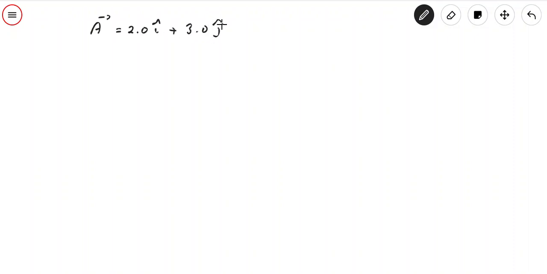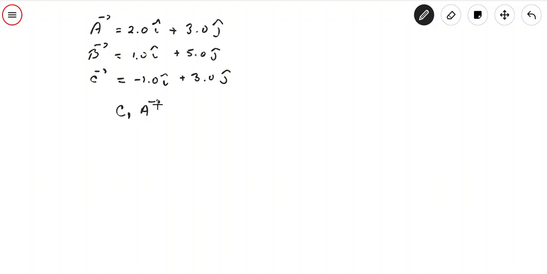3.0j. We have a vector B that is 1.0i plus 5.0j. And we have a vector C here. That is negative 1.0i plus 3.0j. So if I multiply a constant C1 times my vector A plus a constant C2 times my vector B, that should be equal to my vector C.